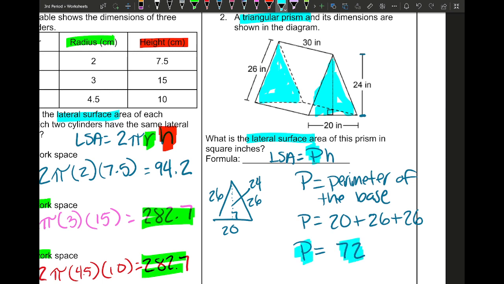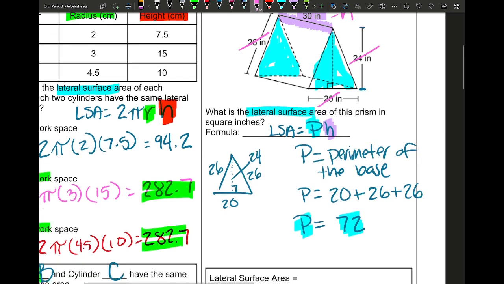Now I want to come over here and look at the numbers that I have already used. I used the 26, cross it out. I used the 20, cross it out. The 24, we don't need it because that's the height of the base and we're not looking for the area. So the only number that I have not used is 30. And if I look at it, that's the distance that is separating the two bases. So this right here is gonna be the height of the prism, and that's what the formula stands for.